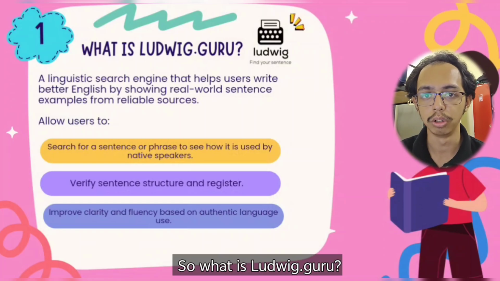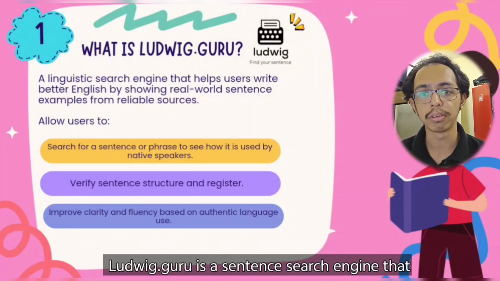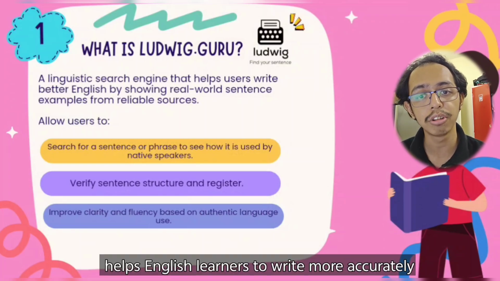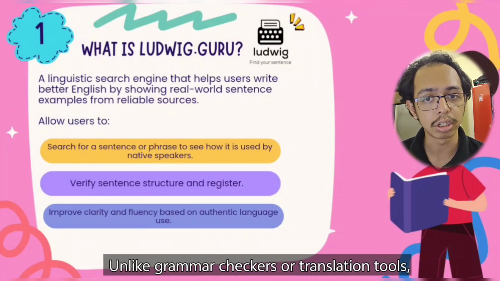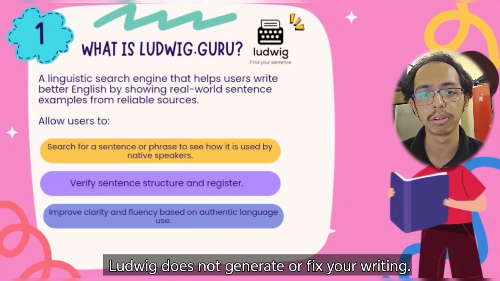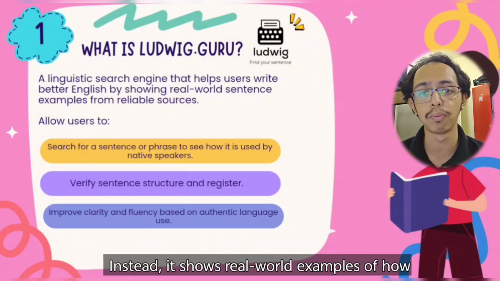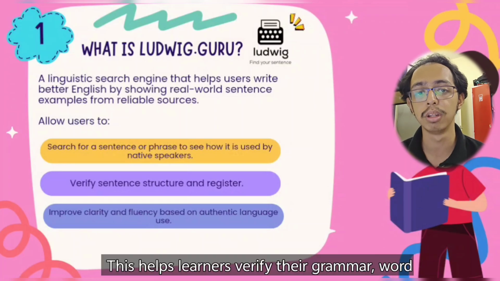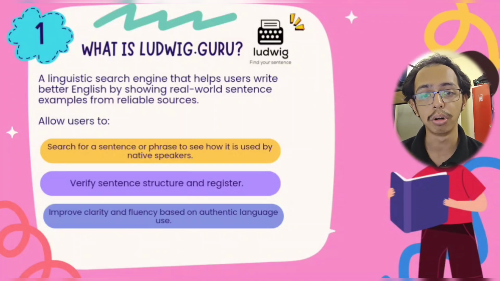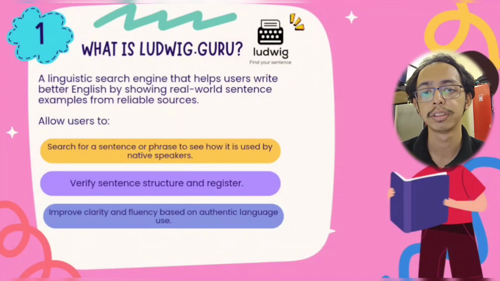So what is Ludwig.guru? Ludwig.guru is a sentence search engine that helps English learners to write more accurately and confidently. Unlike grammar checkers or translation tools, Ludwig does not generate or fix your writing. Instead, it shows real-world examples of how native speakers use words and phrases in context. This helps learners verify their grammar, word order, and sentence structure.